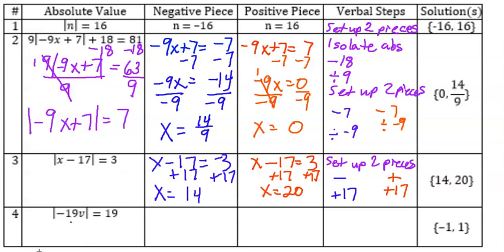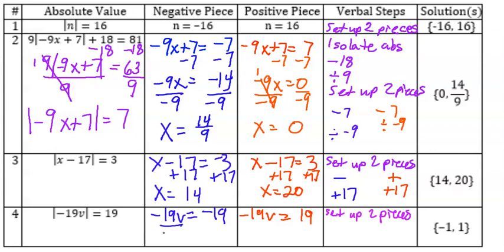Okay, on the next one we have the absolute value of negative 19v equals 19. It's already isolated, so we're done with this first part. We'll do our negative piece and our positive piece. Our negative piece would be negative 19v equals negative 19. Our positive piece would be negative 19v equals positive 19. Again, you only change the sign for the negative piece on one side of the equation, not both.